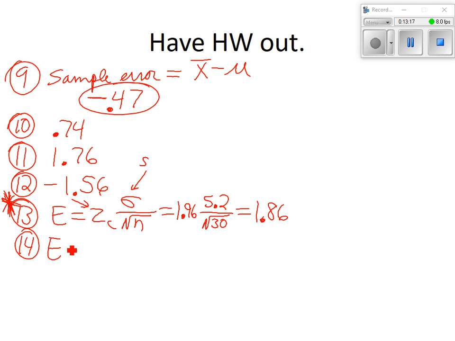14. Do I need to keep writing down the formula every time? No. Hopefully not. What's S this time? 2.9. What's N this time? And this time, they tell us C is 90. We look on the chart here. What is it for 90? 1.645. Multiply this times the top, equals, then divide it by the square root of 50. What's that give us? 0.675. Yep. That's our margin of error.